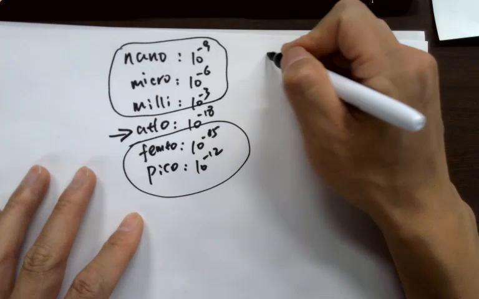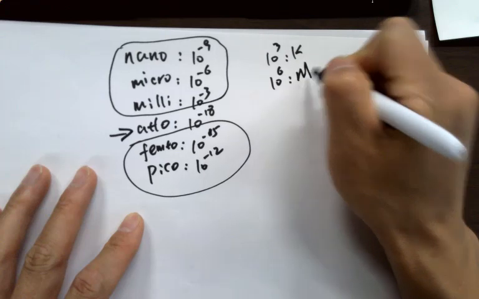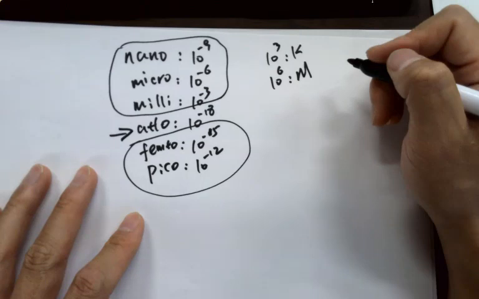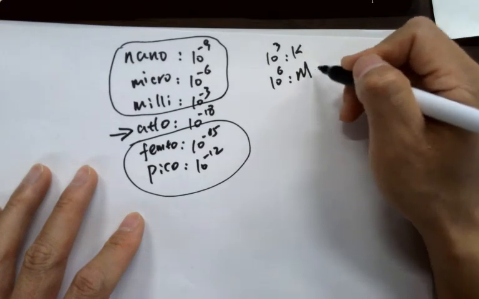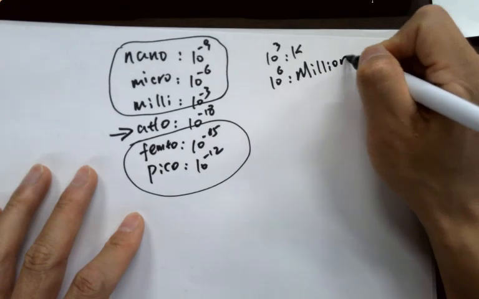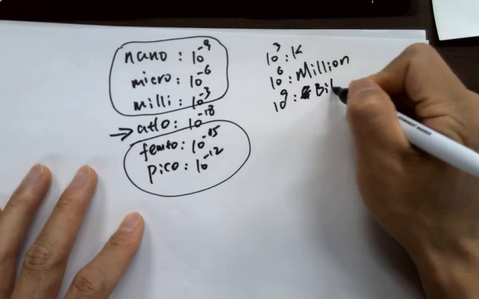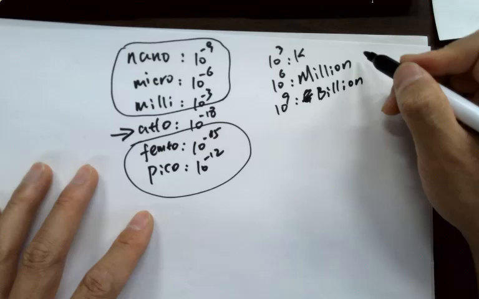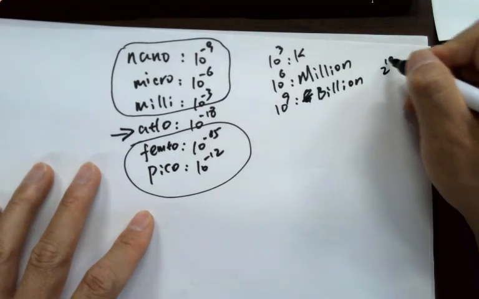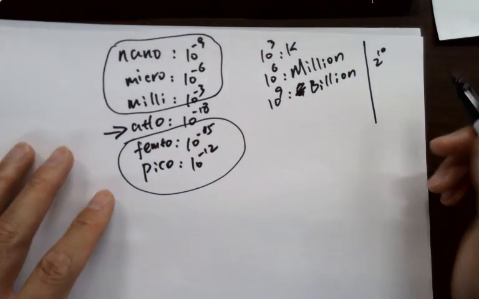Also, 10 to the third will be kilo. This is something you know. 10 to the sixth will be mega, depending on which context. In digital, it's mega. In somewhere else, it will be million, right? A billion or giga, but it's not exactly mega or giga because it's using 2 to the 10 in digital. If you take logic, you'll learn that.